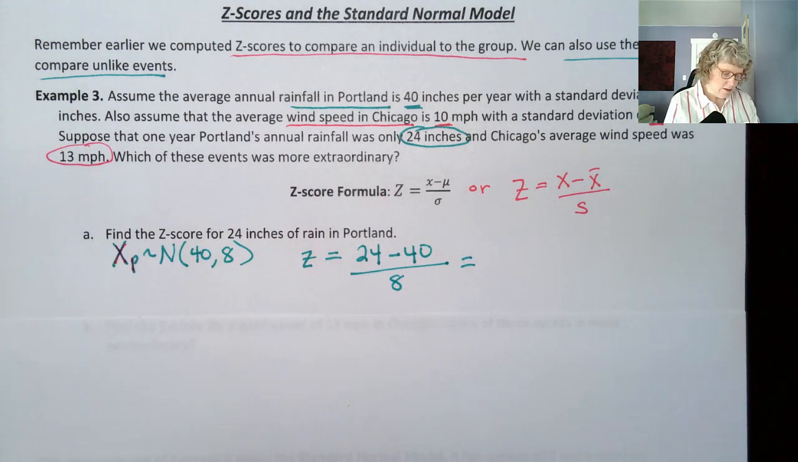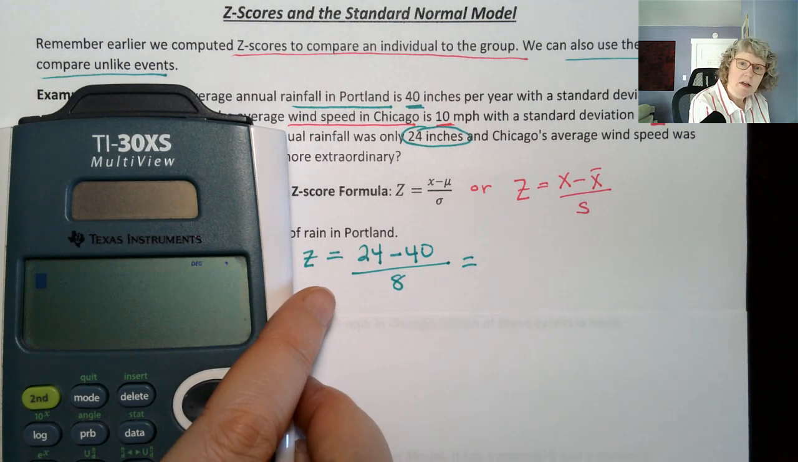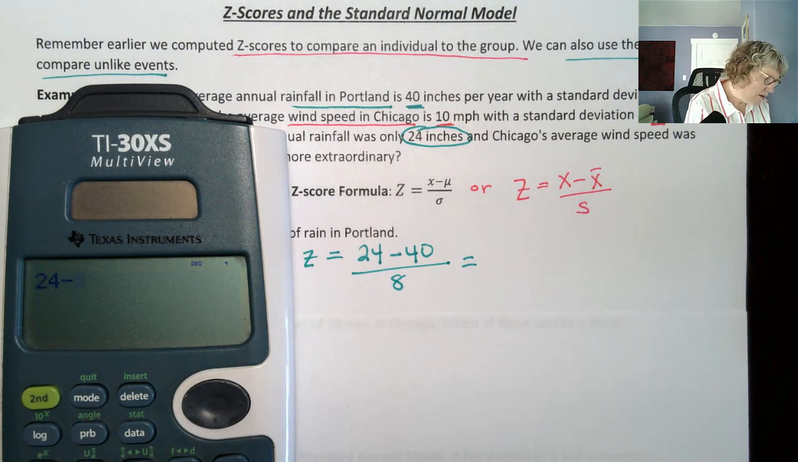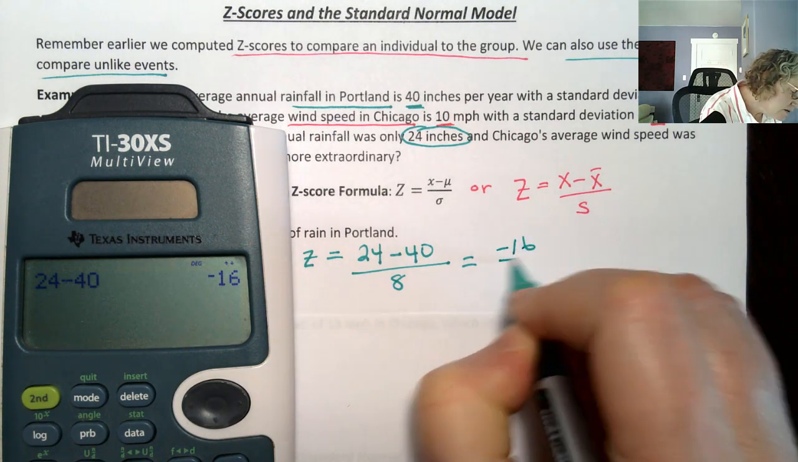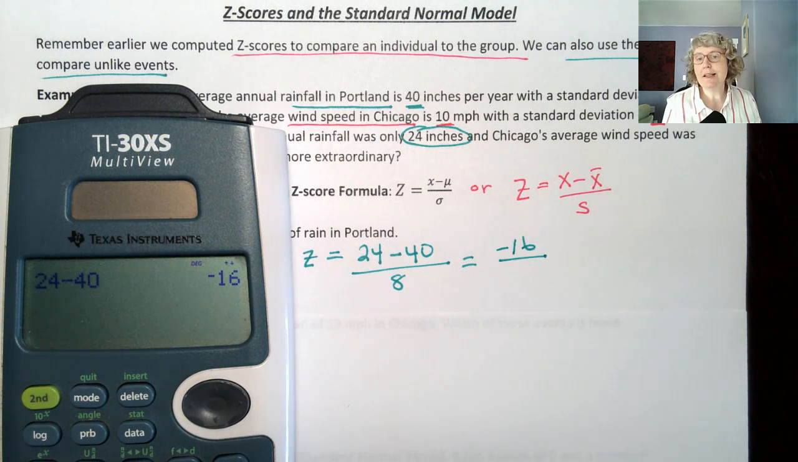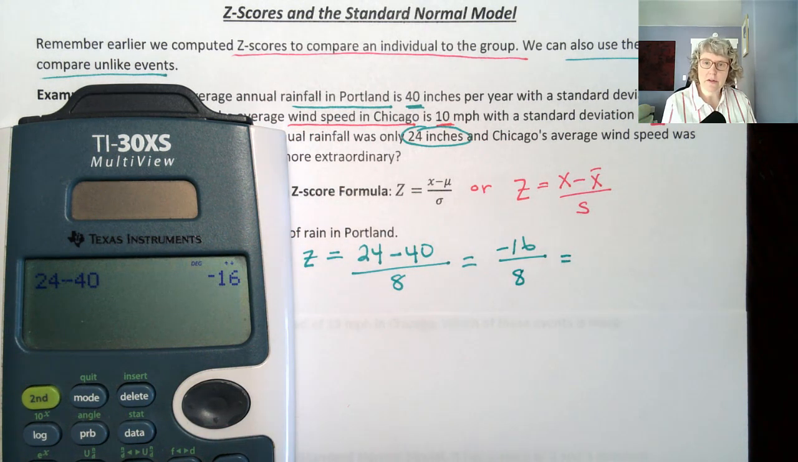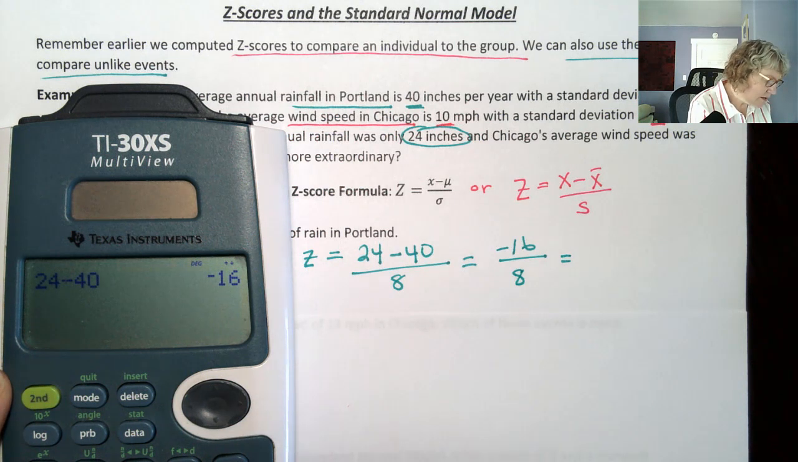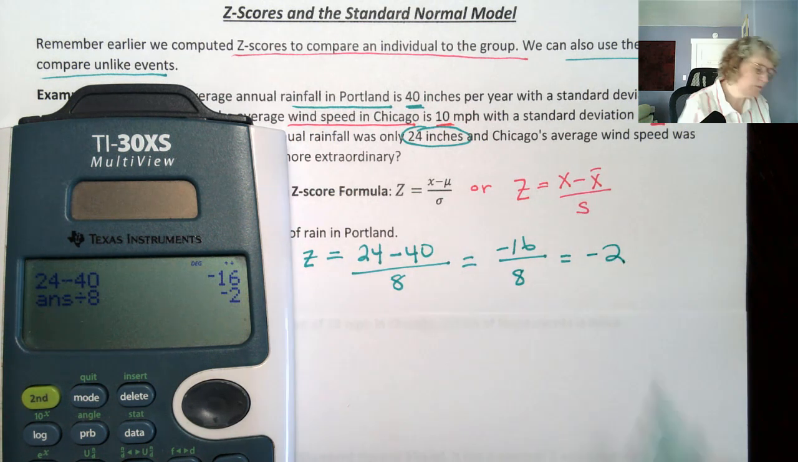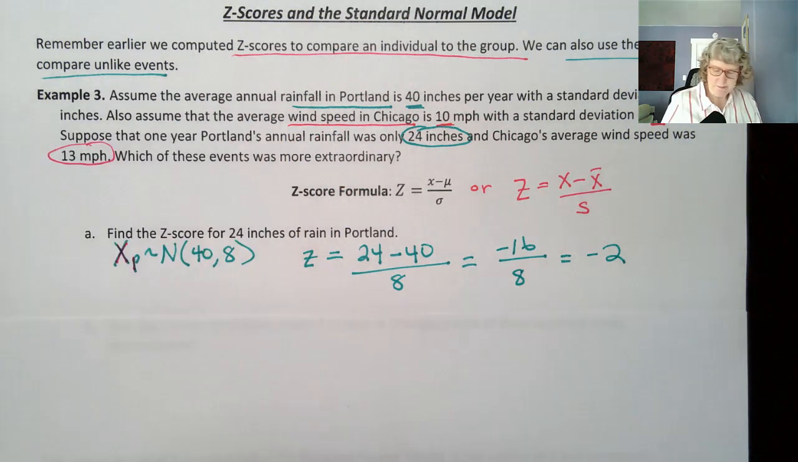Let's see what this comes out to be. 24 minus 40 is negative 16. That tells me that year had 16 inches below normal. That's pretty dry, but I still don't know exactly how it compares to all the other years. So negative 16 divided by 8 is negative 2. That means it's 2 standard deviations below the mean.